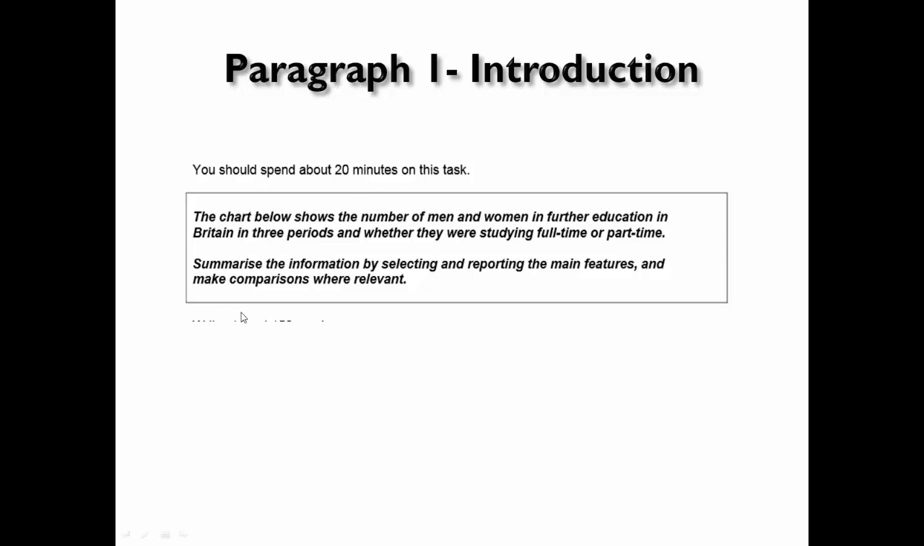So imagine we get this question here. The chart below shows the number of men and women in further education in Britain in 3 periods and whether they were studying full-time or part-time. Summarize the information by selecting and reporting the main features and make comparisons where relevant. So as I said before, this bit never changes. However, this bit is our question. Okay, this is our question statement.